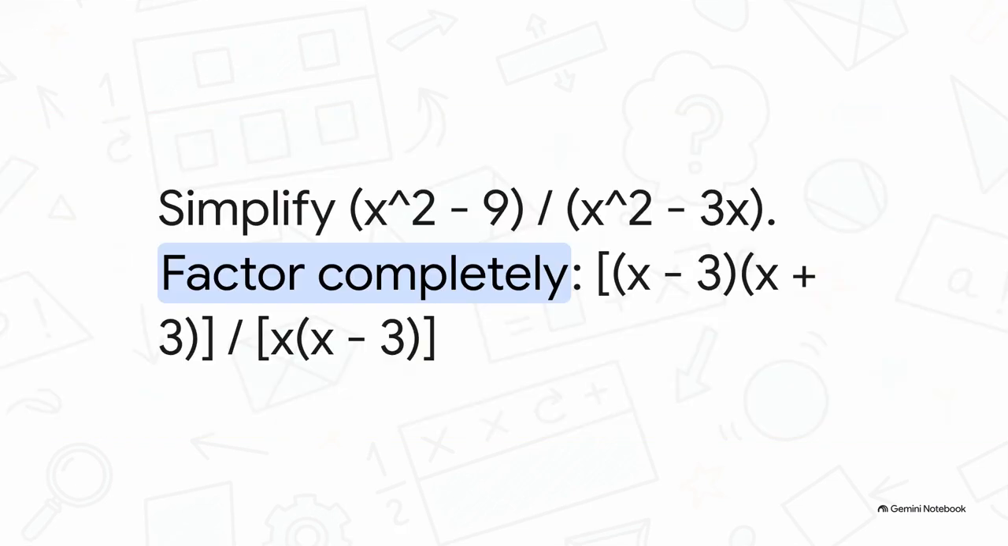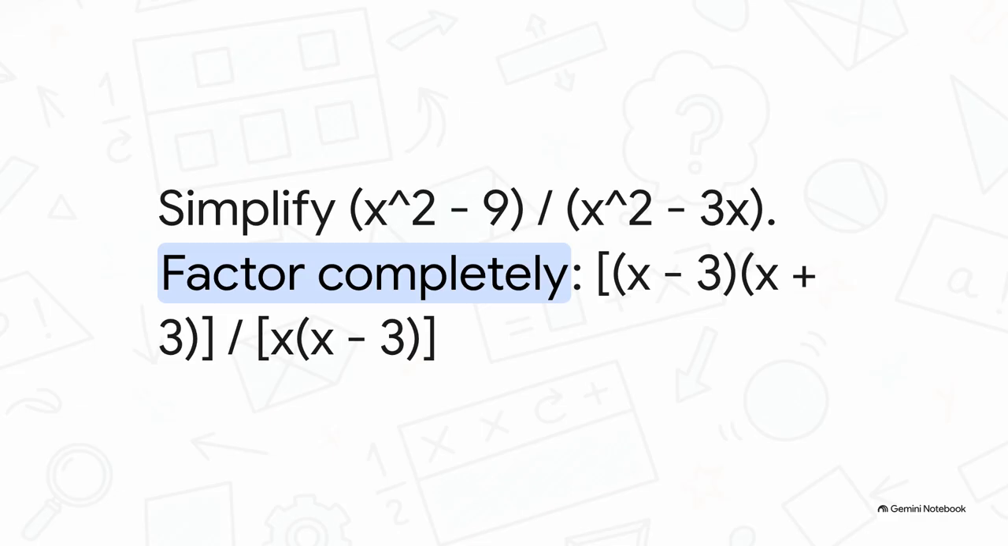We want to simplify x squared minus 9 all over x squared minus 3x. Okay, following step 1, we need to factor completely. Let's tackle the numerator first. X squared minus 9. Because 9 is a perfect square, 3 times 3, this is a classic pattern in algebra called the difference of squares. It always splits perfectly into a plus and a minus version of the roots. So it beautifully factors into the packages x minus 3 times x plus 3.